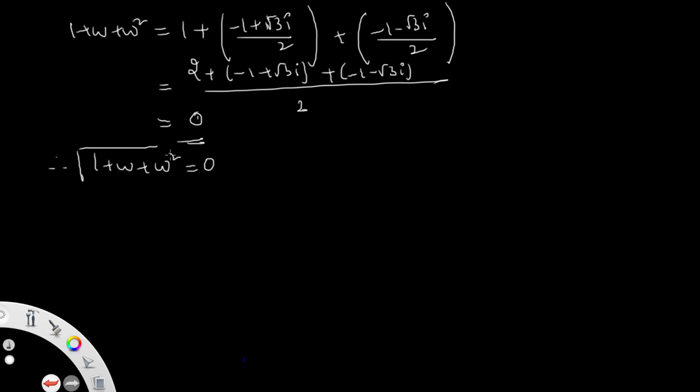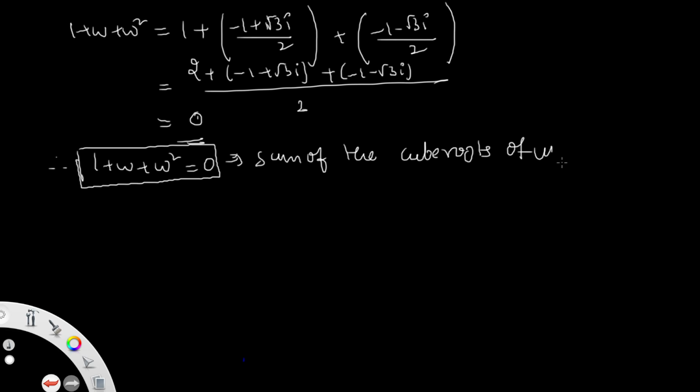That is the formula, always remember. What should we write? The sum of the cube roots of unity is 0. That is 1 plus omega plus omega square. So simplified, you get 1 plus omega plus omega square equals 0. This is one of the most important properties of this.